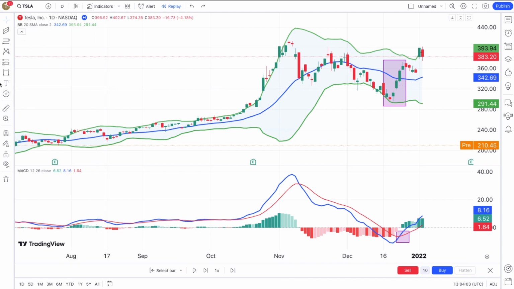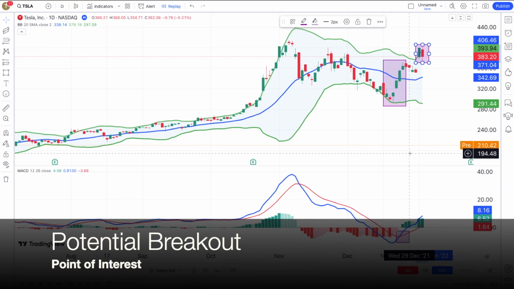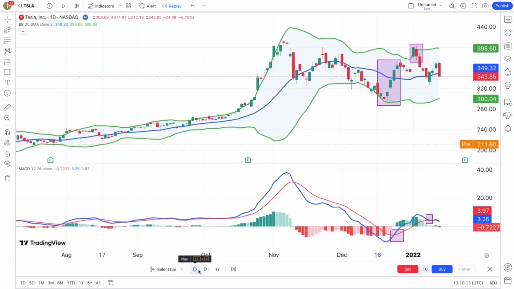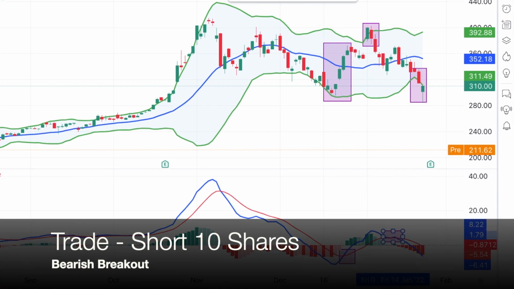And now we see a breakout. However, the trend is not very clear on Bollinger, therefore we will not take a trade. We will wait for a clear sign of a breakout. Okay, there is an interesting development here.